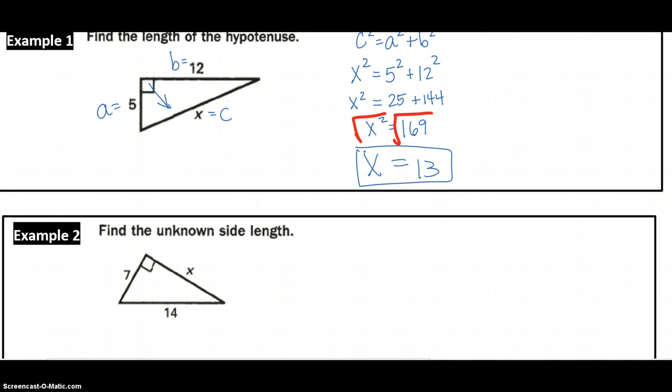Now, here's the key. You want to check to make sure that your answer makes sense for the problem. What did we say has to be true about the hypotenuse? Longest. Has to be the longest. Is it the longest? Yes. So we know that our answer makes sense.